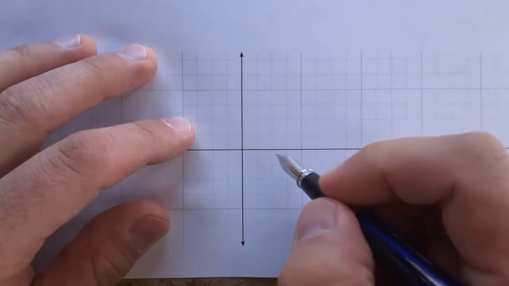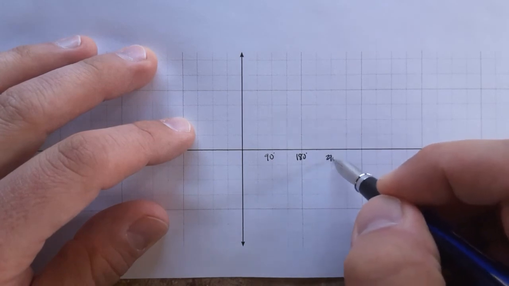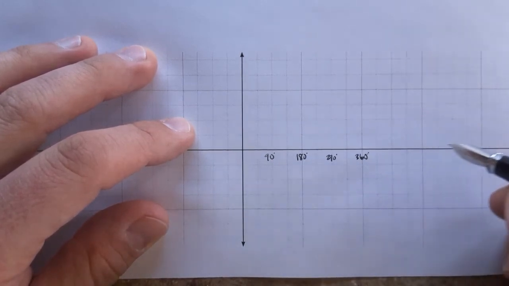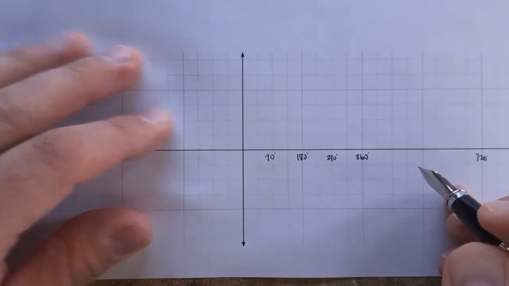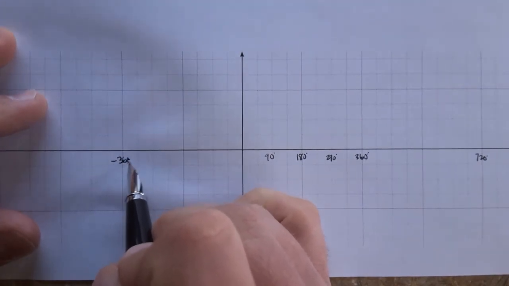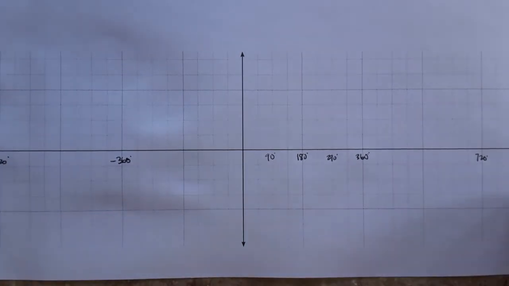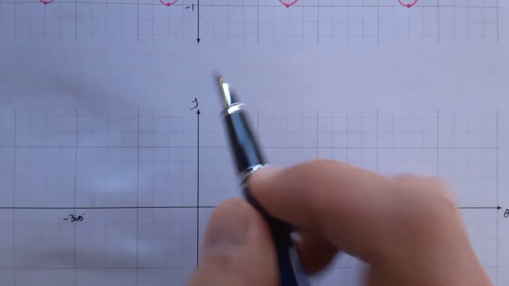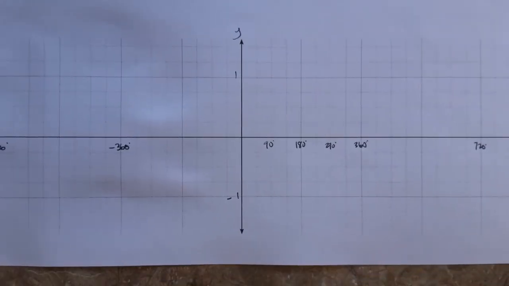Once again, labeling, let's 90, 180, 270, 360, and from there if I hop over I'll get 720 going in this direction, negative 360, negative 720. That's the theta axis, and the y-axis 1, negative 1.